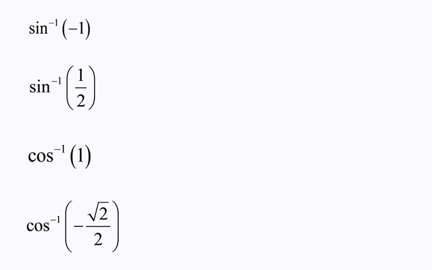Our first question, inverse sine of -1. The question in our head is, when does y equal -1? Quick sketch of my unit circle. Y is -1 right there. It's only -1 one time. There's my answer, negative pi over 2.